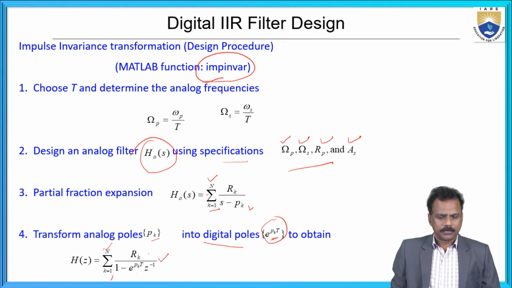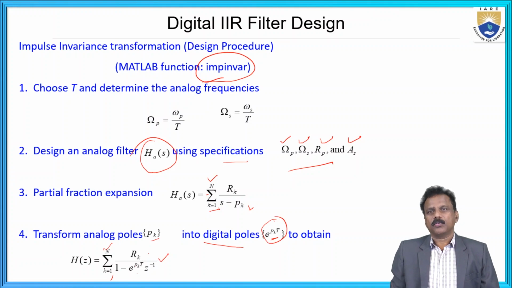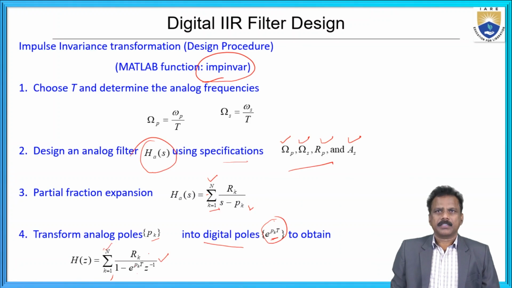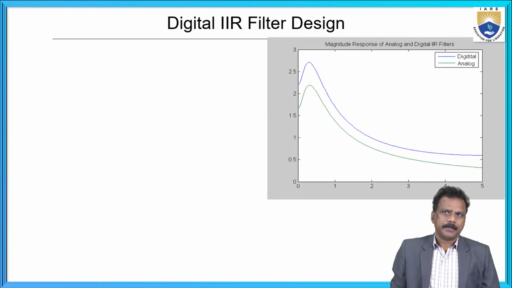So first choose T, then design the analog filter. Third is partial fraction expansion and transform the analog poles, and so on. After that we expect, using the inbuilt function impinvar, the magnitude response of the analog and digital IIR filter, where blue is the digital and green is the analog. For this you have to write the piece of code using MATLAB.